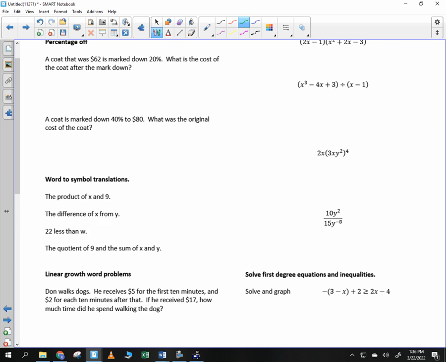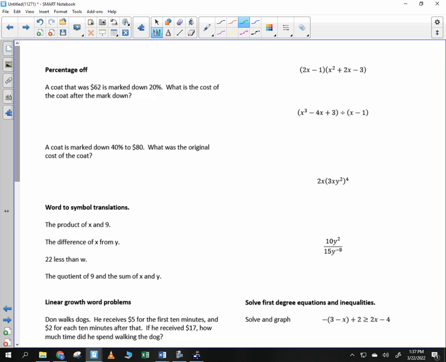This one, if you were to multiply this out, so we got the 2x minus 1 times x squared plus 2x minus 3. We won't do it. We'll just kind of review. Remember, we're going to multiply all these together. And we'll multiply the negative 1 by each one. Could you do that? Yeah, you sure could. No big deal.